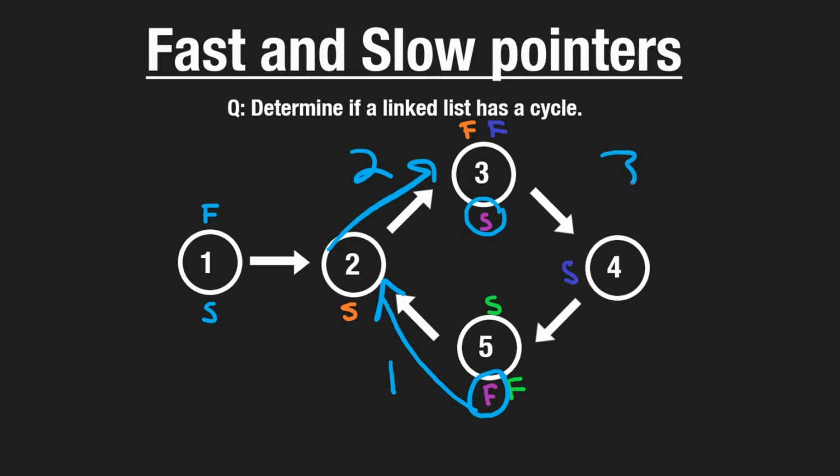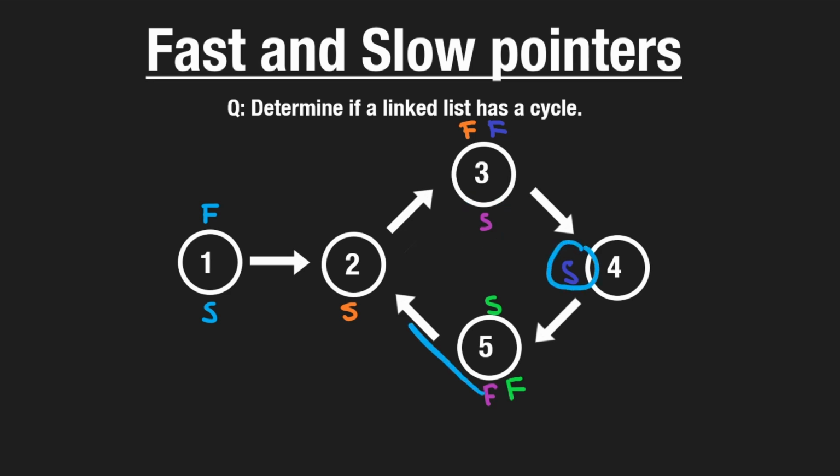So the distance went from 3 to being 2. It decreased by 1. And again, the slow pointer is shifted by 1 over here. The fast pointer is shifted by 2 to be over here. Now the distance between them is only 1.